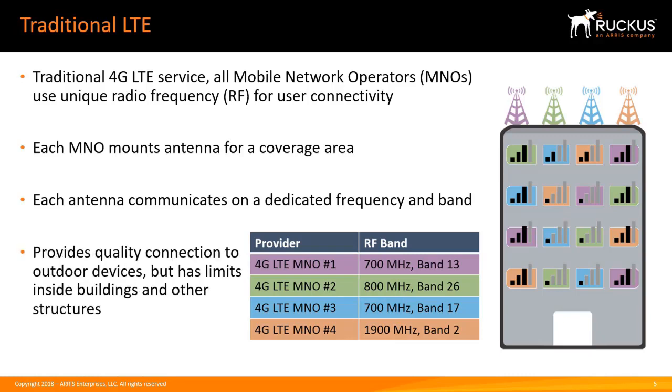Beyond the requirements of so many dedicated frequencies, this model also presents a problem for signal quality. While these antennas are capable of providing high-quality signals outdoors, they have limited penetration inside of buildings and other dense structures. These are some issues that CBRS is trying to address.